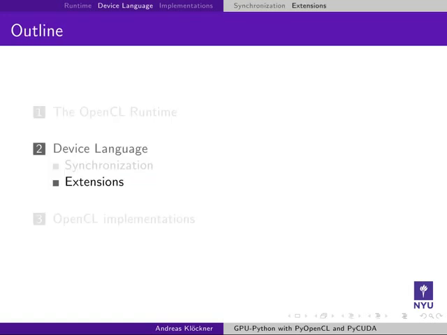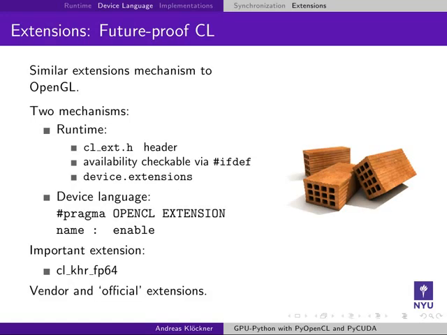So I'll push the OpenCL implementation stuff to next time. Last thing I want to talk about today is that OpenCL is extensible. Just like, as some of you might be aware, OpenGL, the graphics language, allows extensions, OpenCL also allows vendor and official extensions that add functionality. You enable that simply by checking for a macro in the header, and by checking the device's extensions for support. And you enable it in the device language by saying pragma OpenCL extension, whatever you enable. An important extension to have is double precision numbers.